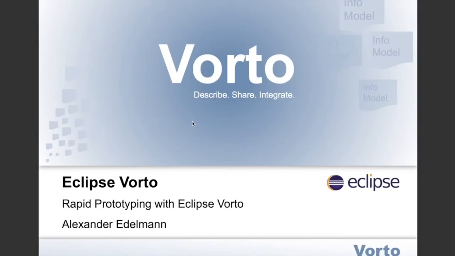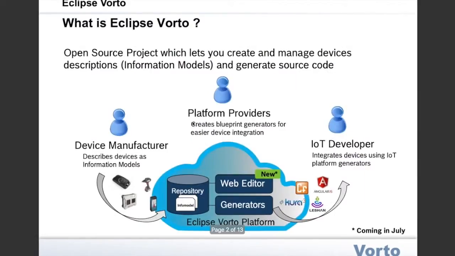Yeah, hello. Thank you very much, Benjamin, Roxanne. Thanks for having me here on this call. My name is Alexander Edelman. I'm from Bosch Software Innovations, and I'm responsible for the Eclipse Vorto project. And I'm going to show you today how you can use this project for rapid prototyping use cases.